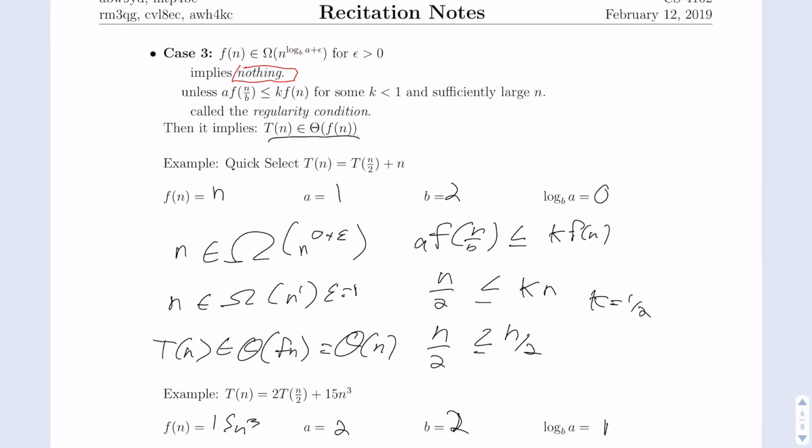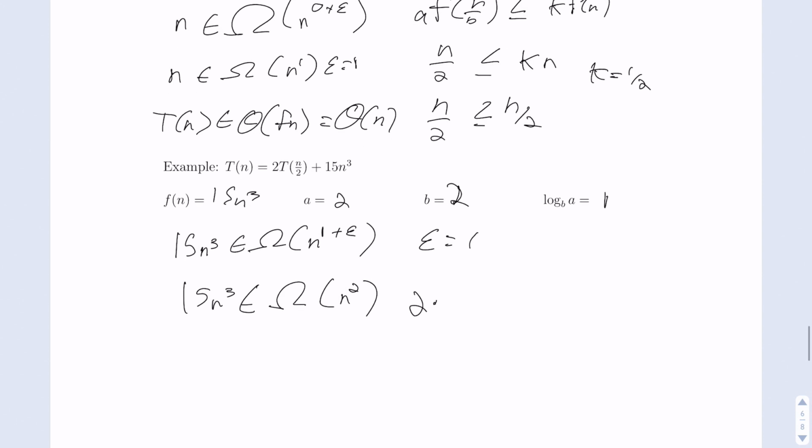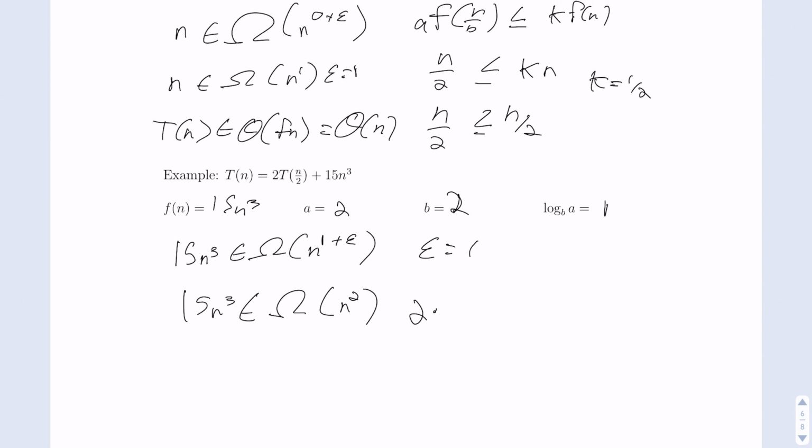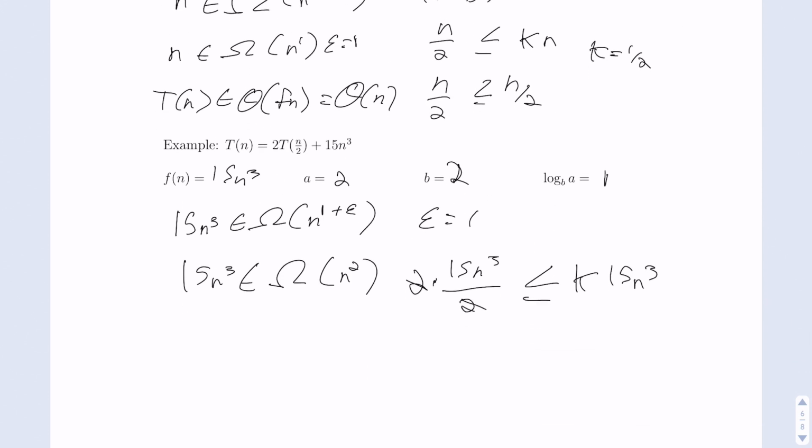Okay. So this is going to be, sorry, it's just 15n cubed over b, which is 2, right? So these 2's are just going to cancel out. We want to make that less than or equal to k times 15n cubed. So what value of k can I pick?